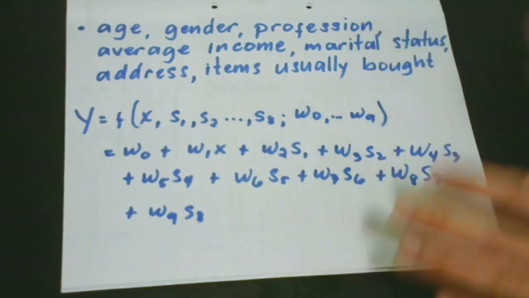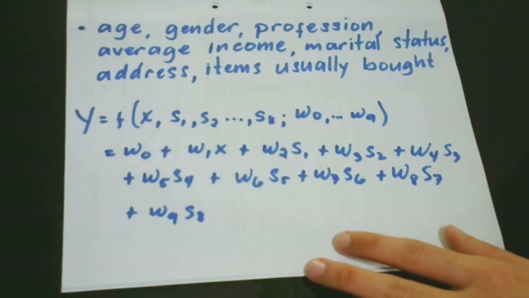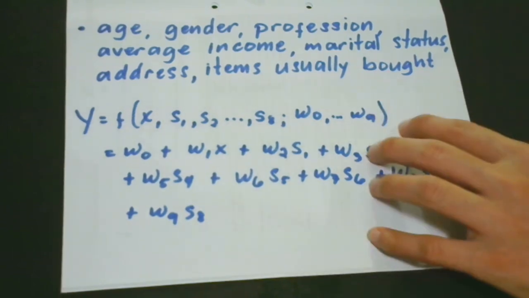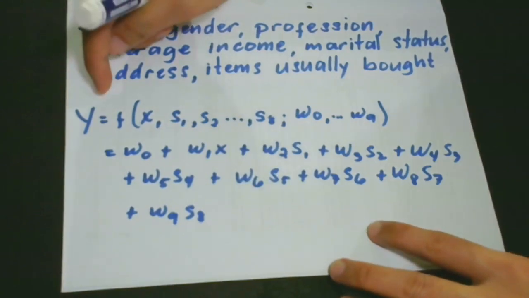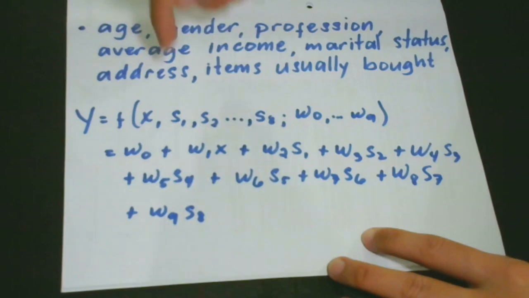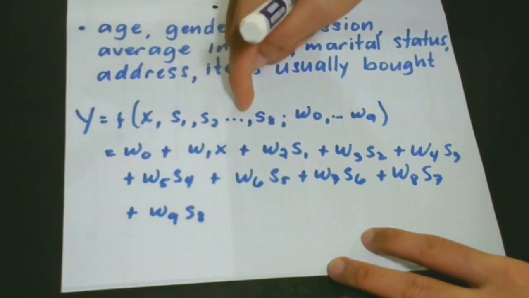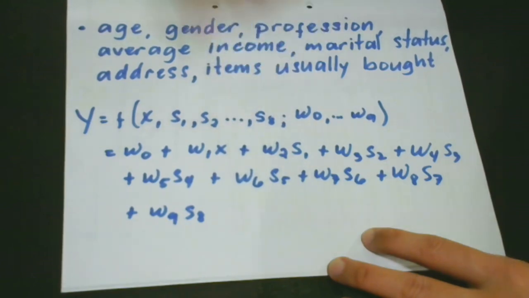So to continue, now we have here, using S1, S2, up to S8, this formula. We have y is equal to a function of x having the attributes S1, S2, S3, S4, S5, S6, S7, S8. These S's here represent these attributes. For example, S1 is age, S2 is gender, and so on and so forth.